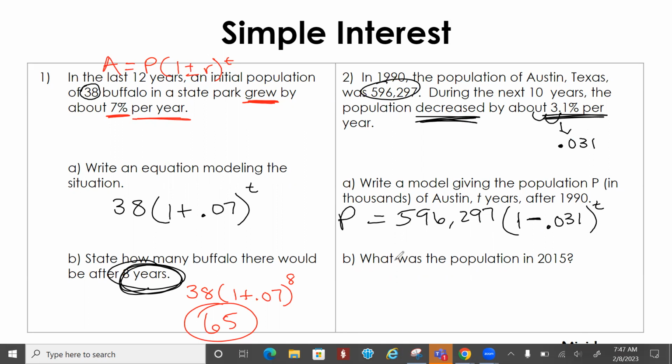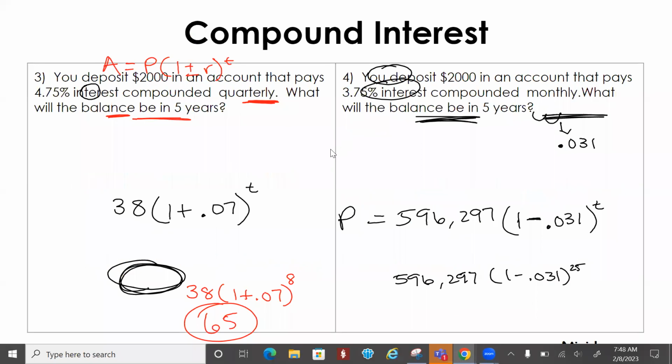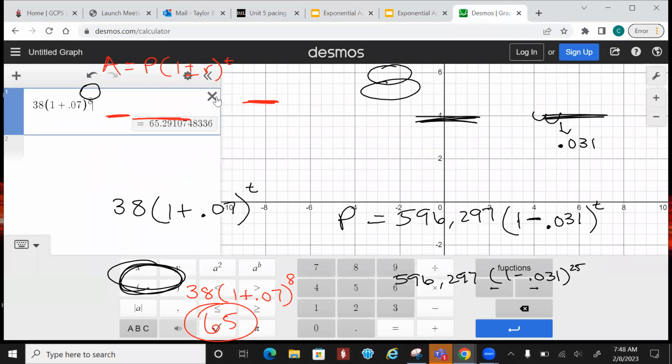Now, it asks us, what was the population in 2015? Are we going to put 2015 in for t? No. We started in 1990, and we're going to 2015. How many years? 25. So we're going to plug 25 into our equation. When we plug in 25, we're going to go into Desmos and type it in.